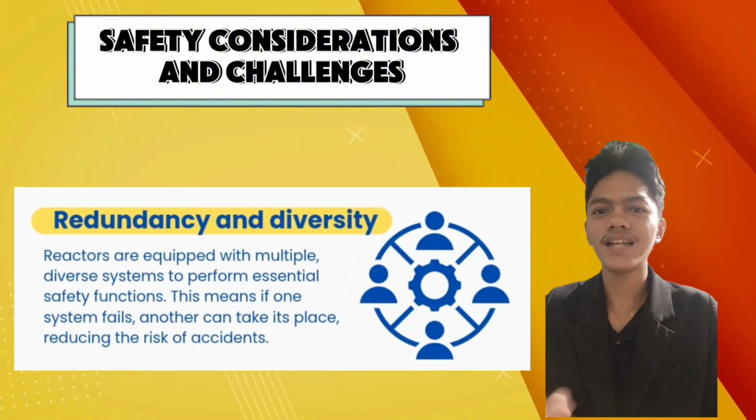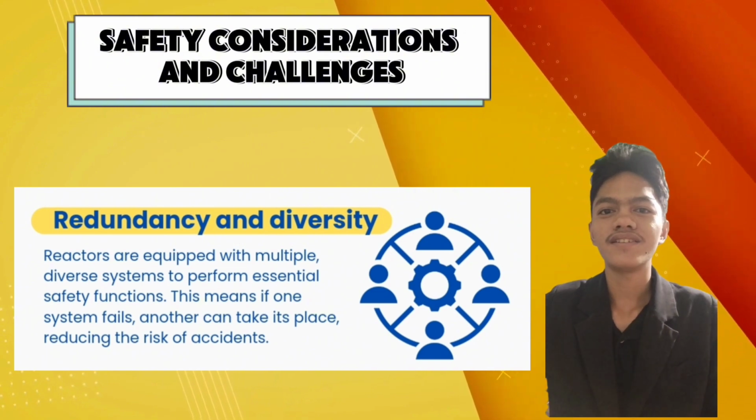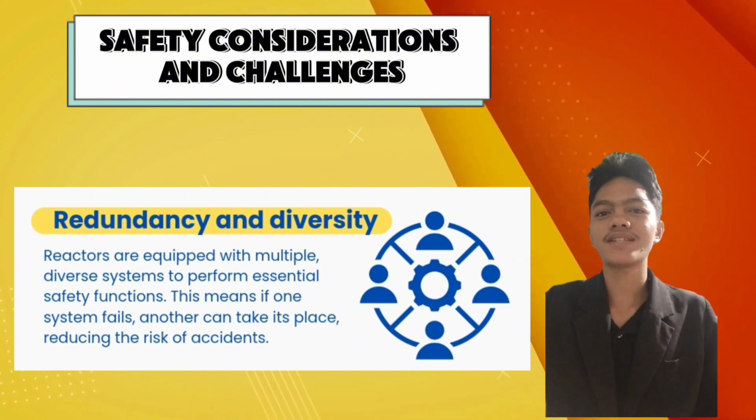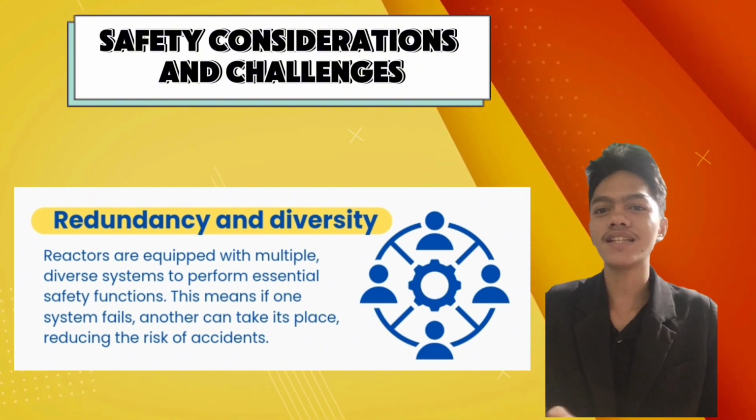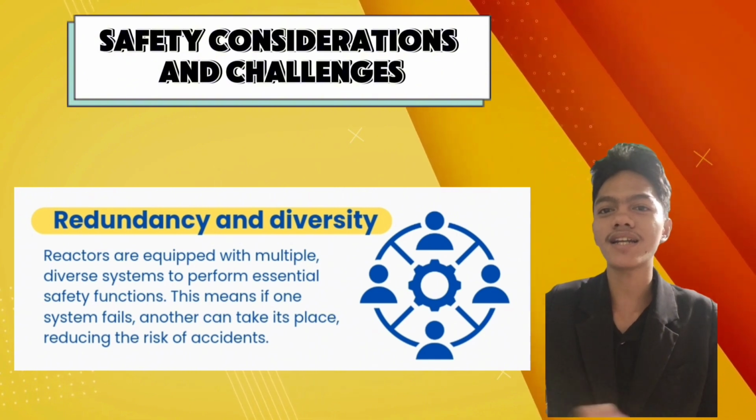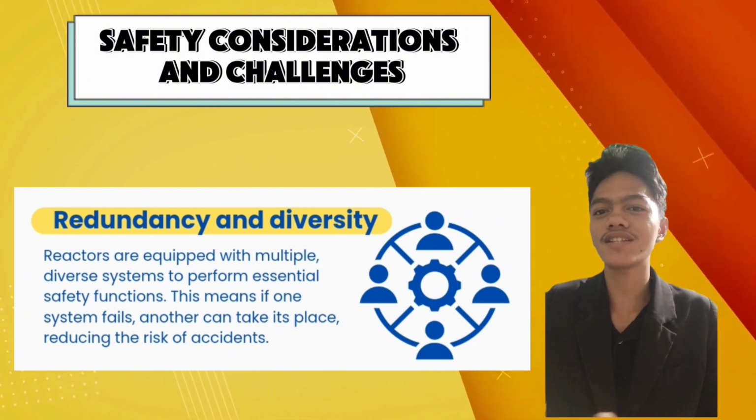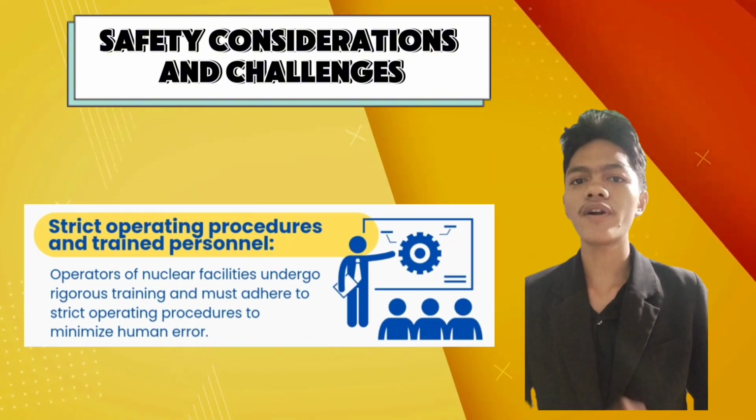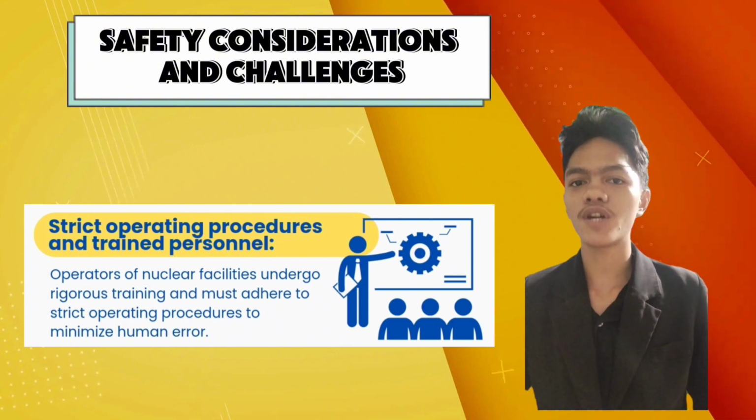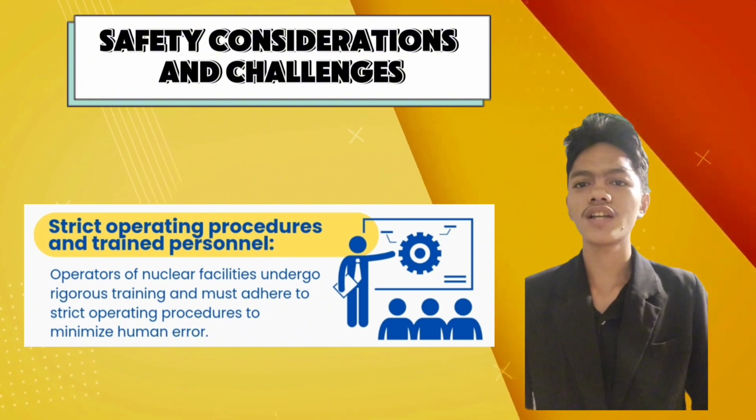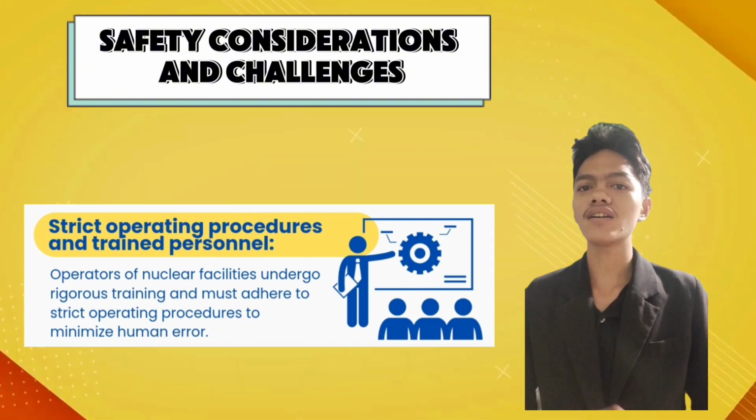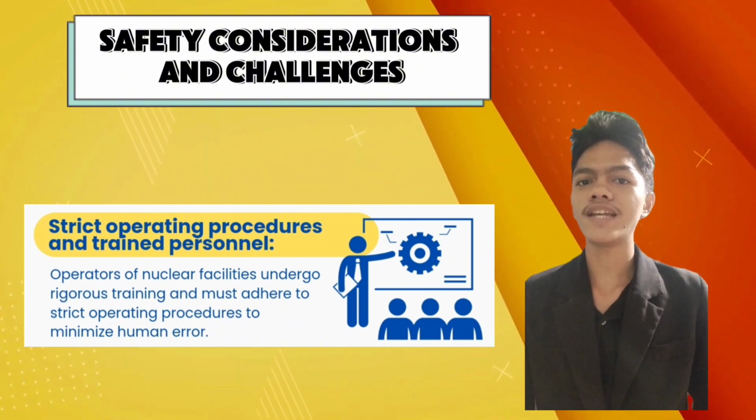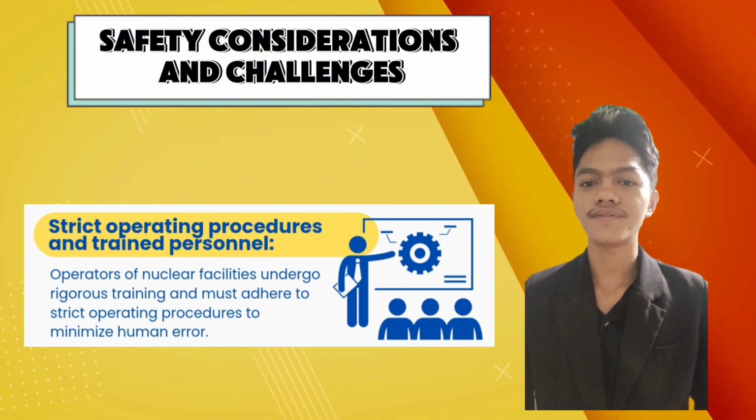The next one is redundancy and diversity. Reactors are equipped with multiple diverse systems to perform essential safety functions. This means if one system fails, another can take its place, reducing the risk of accidents. And lastly, strict operating procedures and trained personnel. Operators of nuclear facilities undergo regular training and must adhere to strict operating procedures to minimize human error.